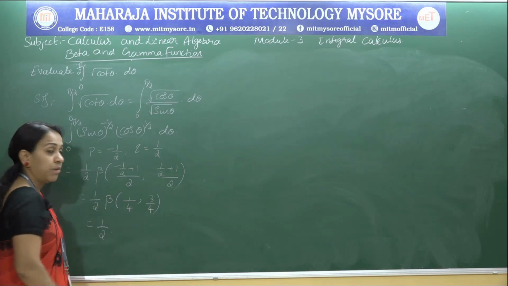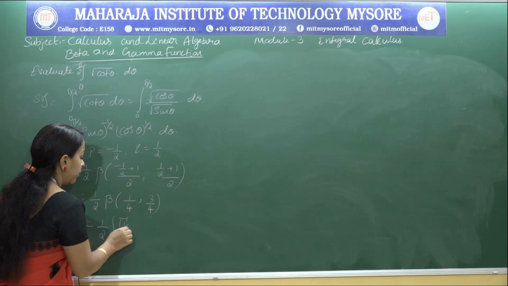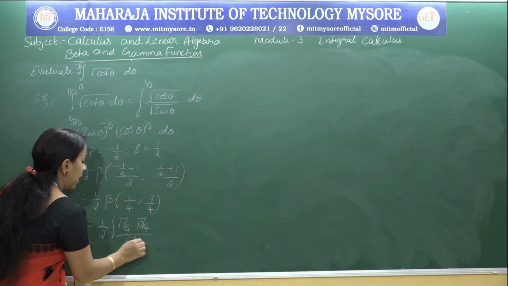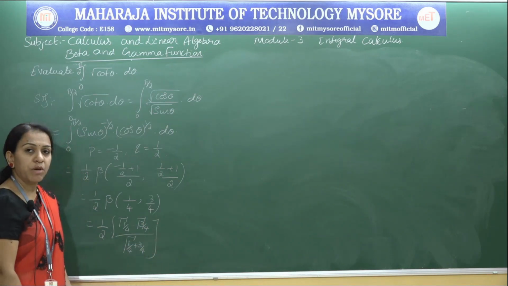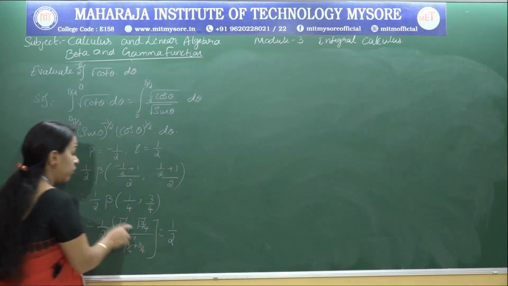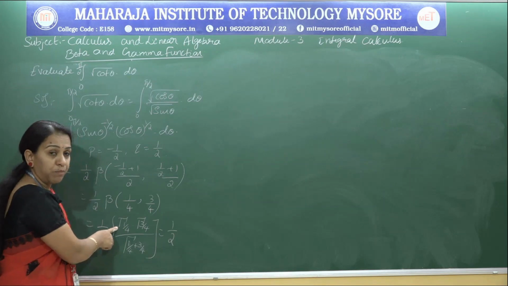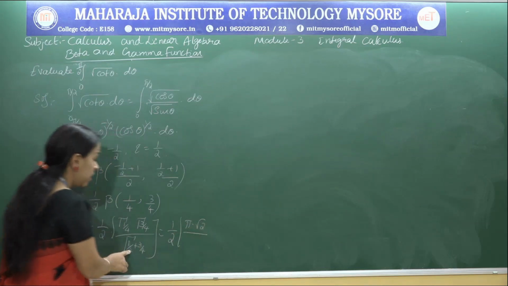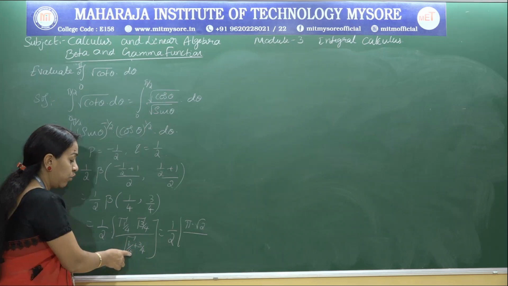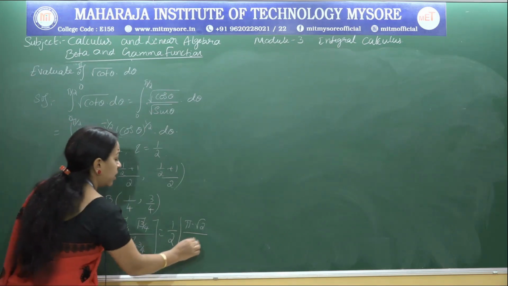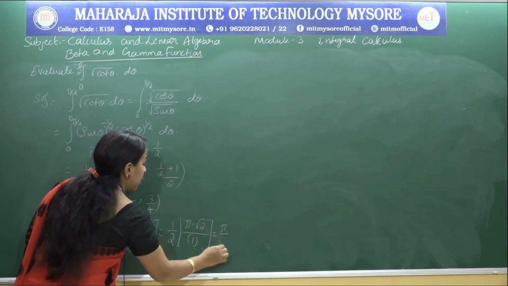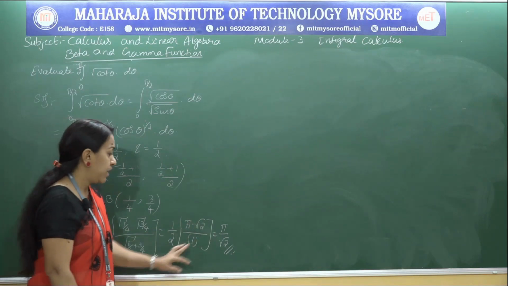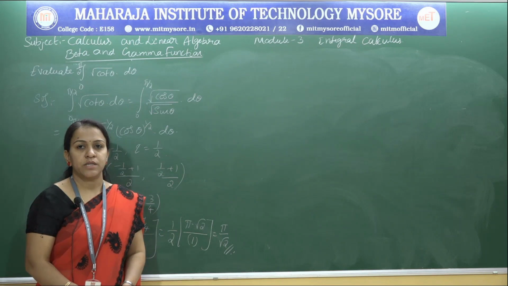Now apply the relation between beta and gamma, that is gamma m into gamma n by gamma m plus n: gamma 1 by 4 into gamma 3 by 4 divided by gamma of 3 by 4 plus 1 by 4. So that is 1 by 2 times of, we know the standard result of this, right? That is pi into root 2, divided by, this will reduce to 3 plus 1 by 4, that is 4 by 4, 1, and gamma 1 is 1. So the required result is pi by root 2. That 2 can be rewritten as root 2 into root 2, one of them gets cancelled, and pi by root 2 is our required result.